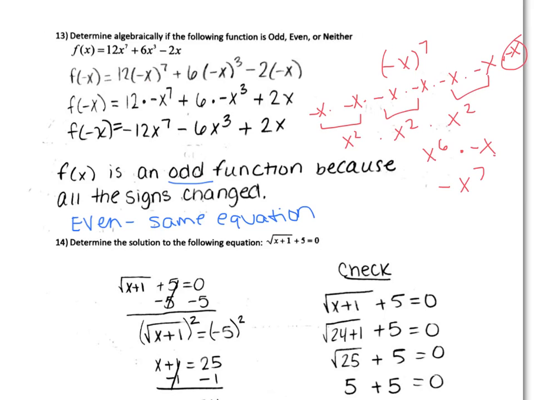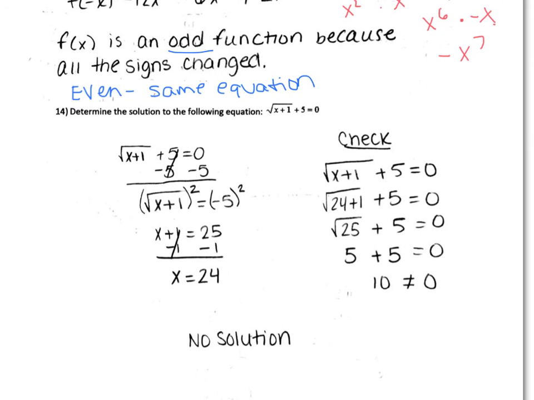Same exact concept. Anytime you have an odd power, it's always going to be the negative. So this reduces to that. And again, negative x to the 3rd, same concept, goes down to a negative, so negative 6x to the 3rd. And a negative 2 times a negative 1 is a positive 2 here. So all of the signs from the original were opposite. Since they're opposite signs and they've changed, we say the function is odd.